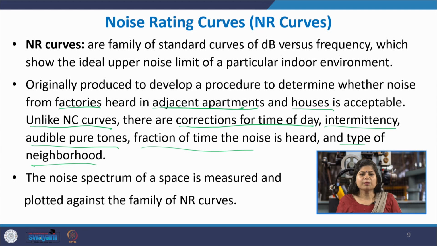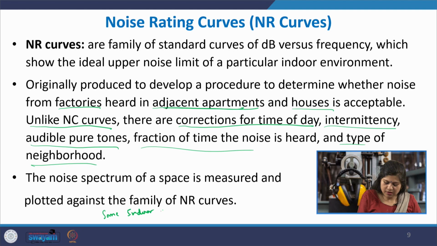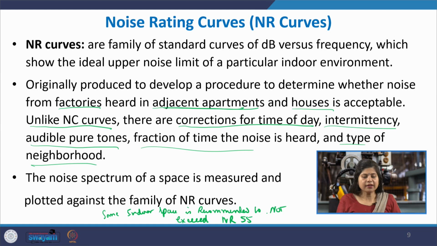And what do you do if you want to assign the NR rating to an environment? Say some indoor space is recommended to not exceed NR, let us say, 55. What it means is that whatever the 1/3 octave level in that environment, nowhere should it exceed the graph of NR 55.